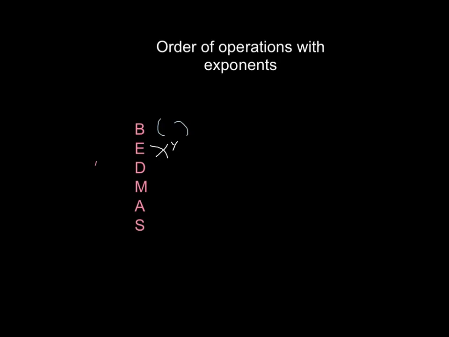After exponents comes division, and after division is multiplication. But don't get confused here. In terms of division and multiplication, it's whichever one comes first in the order from left to right. It doesn't matter if you divide first or you multiply first, as long as you do the one coming from left to right. Okay? So whichever one comes first, order from left to right.